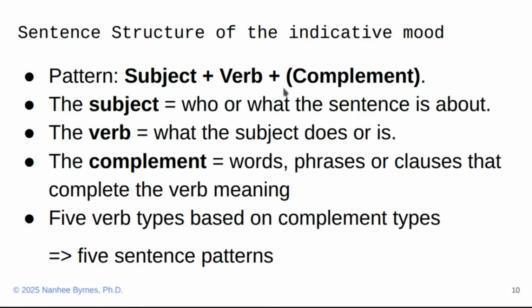In an indicative sentence, the word order is steady and predictable. Subject plus verb plus complement. The subject tells us who or what the sentence is about, and the verb tells us what that subject does or is. Everything that comes after, the nouns, adjectives, or phrases that complete the meaning, are called complements. Now, English verbs come in different types, and depending on which one you're using, the structure of the sentence shifts slightly. But the good news is there are only 5 basic patterns you need to know, and once you master them, you can build almost any sentence in English.